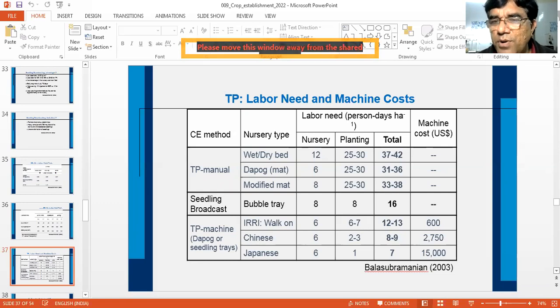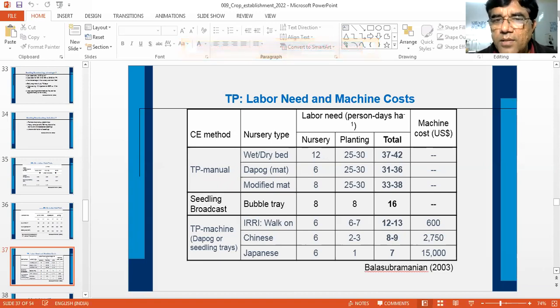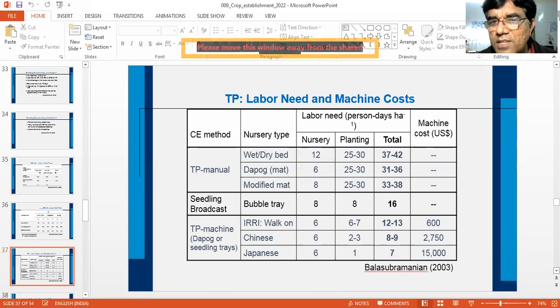It is variable, but on an average, you can say 25 to 30 labors are required per person per day. And if you make the total of nursery and planting, it is 37 to 42. For depot method, you need just 6 people for nursery raising for 1 hectare area. Then planting is the same. It will require the same number of labors, and then the total is 31 to 36. Similarly, modified mat nursery, 8 for nursery, 25 to 30 for transplanting, and the total is 33 to 38.